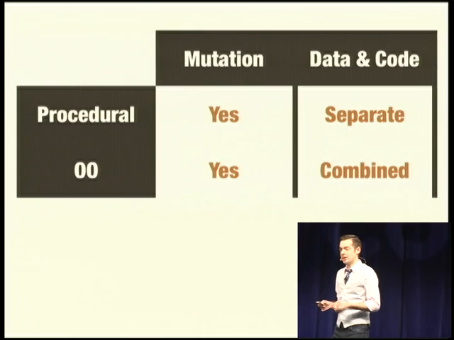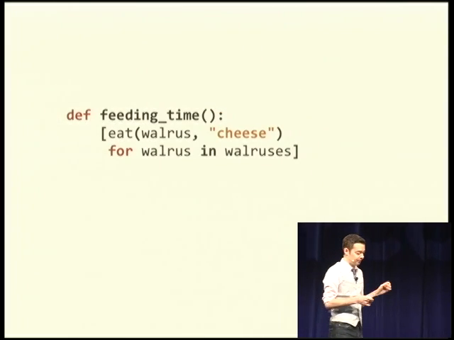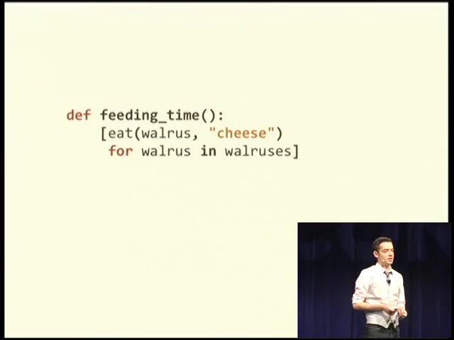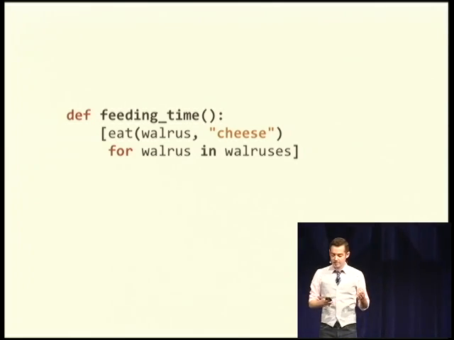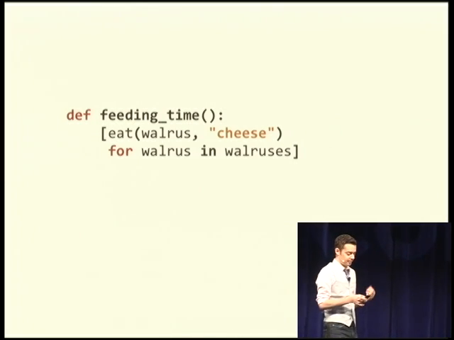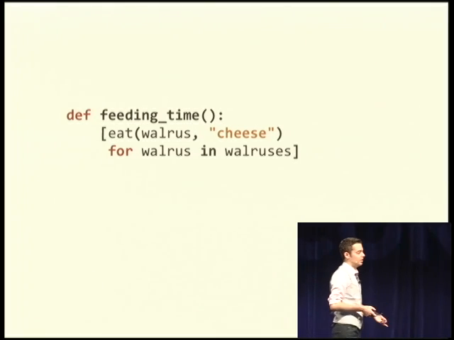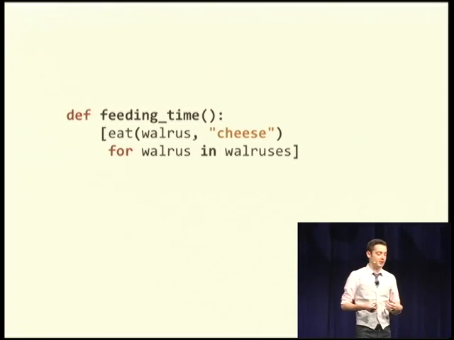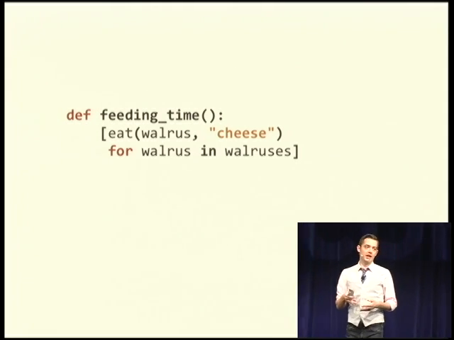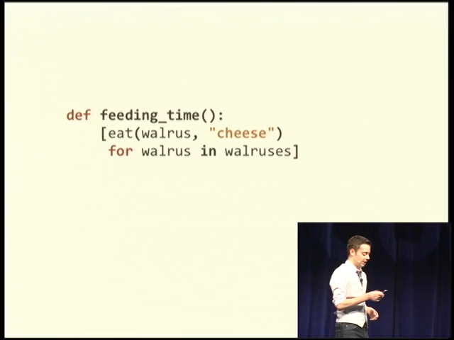The third paradigm, putting logic programming aside, is functional programming. So in this case, we can't use a for loop. A for loop in Python is not functional. Instead, we are going to use a list comprehension to build a new set of walruses. So we're going to iterate over them and then call an eat function with the walrus and some cheese. And in this case, I'm going to use strings for the food, arrays for the stomach, and hashes for the walrus because we don't have objects.